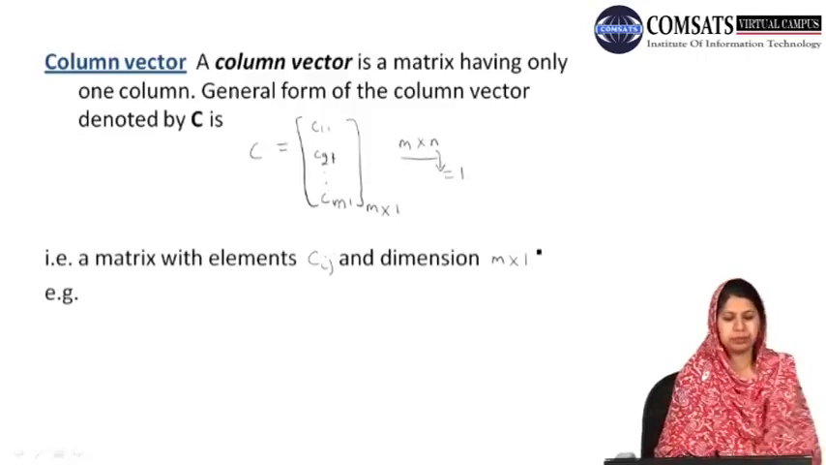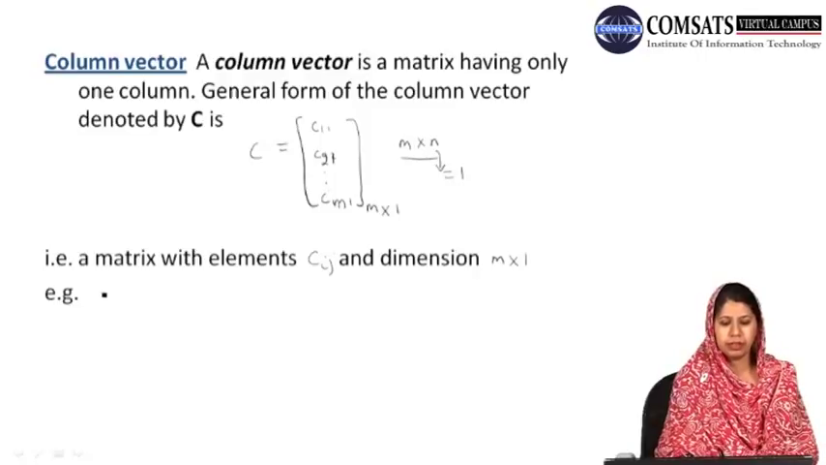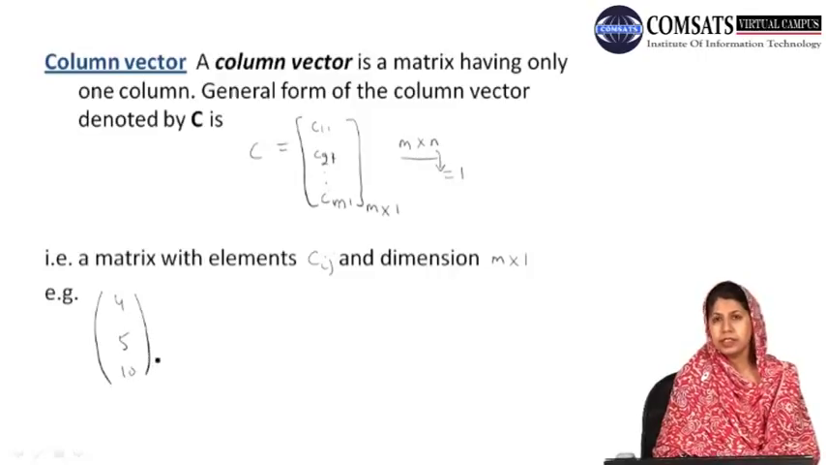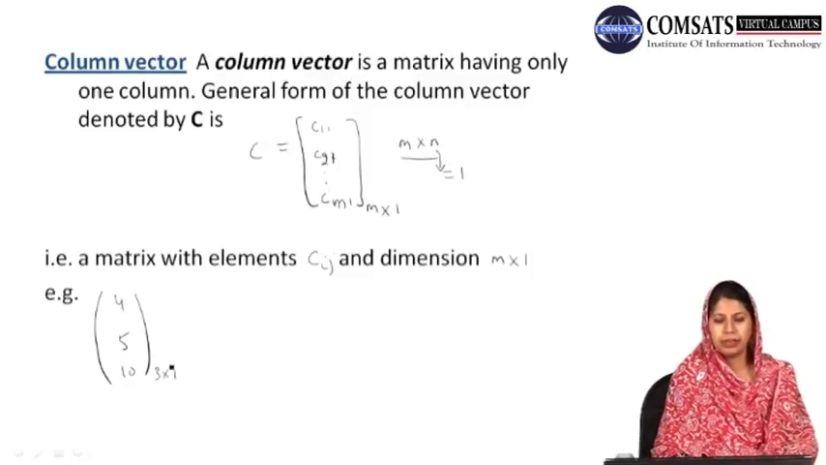For example, if we have our matrix 4, 5, 10, is this a column vector or a column matrix? Yes, this is a column matrix with only one column, but remember the number of columns we have to write after. So it has one column, and how many rows? 1, 2, 3. So this is a column matrix of order 3 by 1.